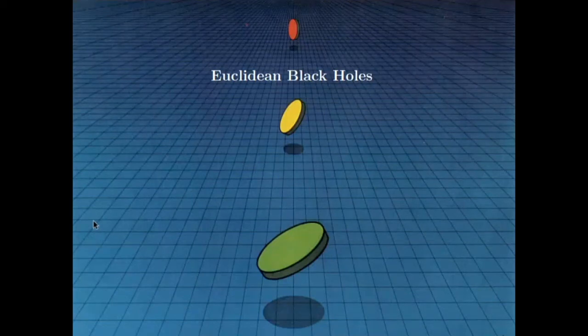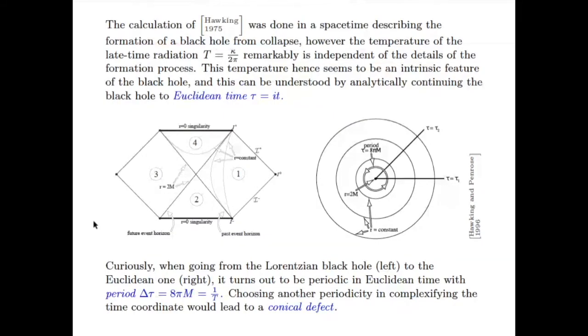Okay, so let me go on with Euclidean black holes. Here's the thing. The calculation that Hawking did about his black hole evaporation was quite complicated and done in a space-time describing the formation of a black hole from collapse, which is what you expect in an astrophysical setting. But the temperature that he obtains for the late-time radiation is just this. And this is independent of the precise details of how the formation and collapse process looked like. So this seems to be, in a sense, a feature of the Schwarzschild solution in general, and not just of these collapse scenarios.